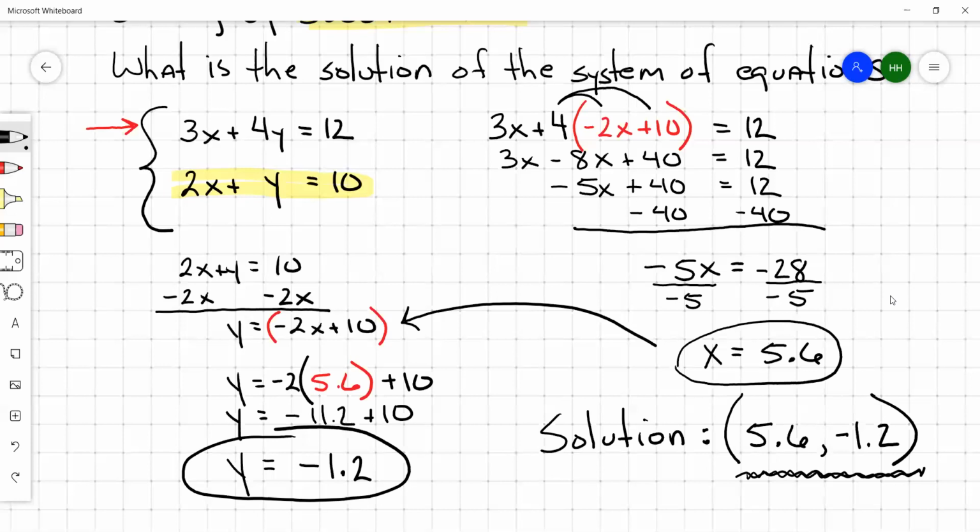It's like a 4-step problem. Solve for one of the variables first. Substitute that into the other equation. Solve for one variable. Substitute that value to find the other variable. All right, so let's try another one.